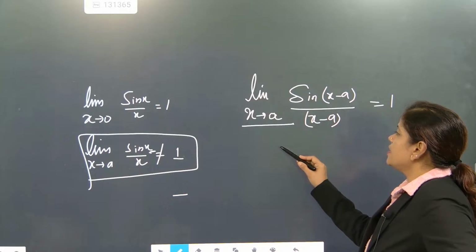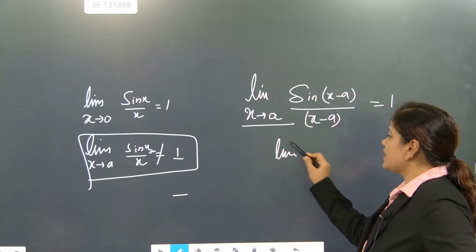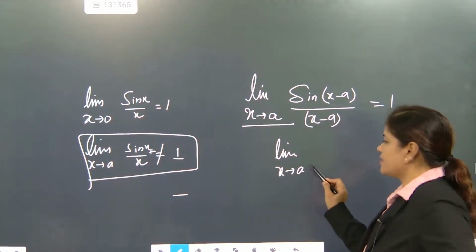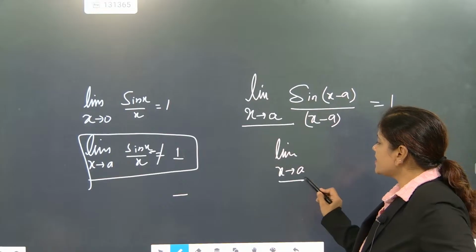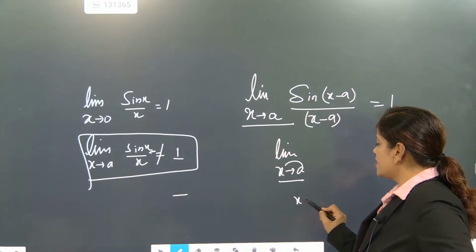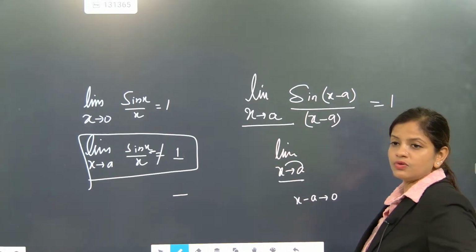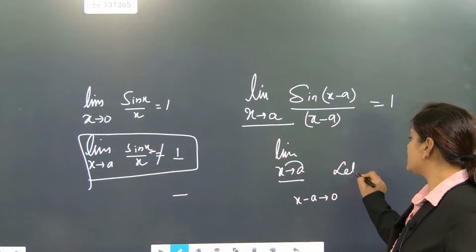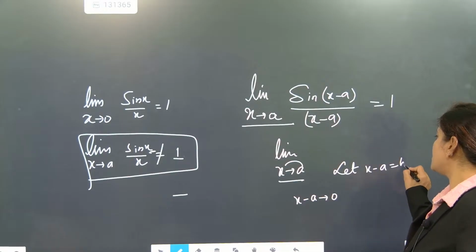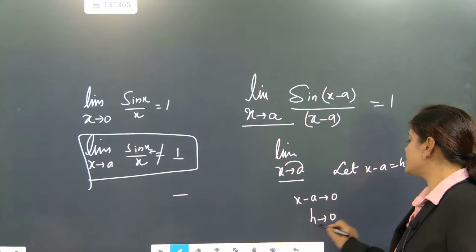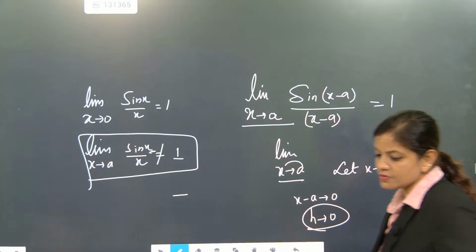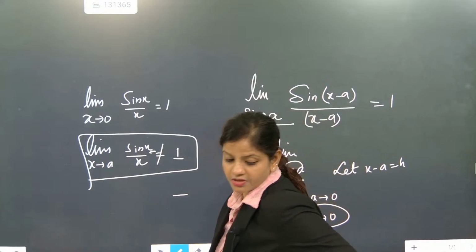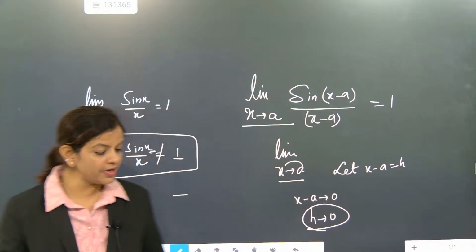So now look here. The first thing is that whenever you are writing limit x tends to a, okay, so here x tends to a. Shift this a to this side. So that means x minus a tends to 0. x minus a will be tending to what? 0. So that means if I take x minus a equal to h, then it will become h tends to 0. This is the most important part. We must remember this one. I hope you might have understood.